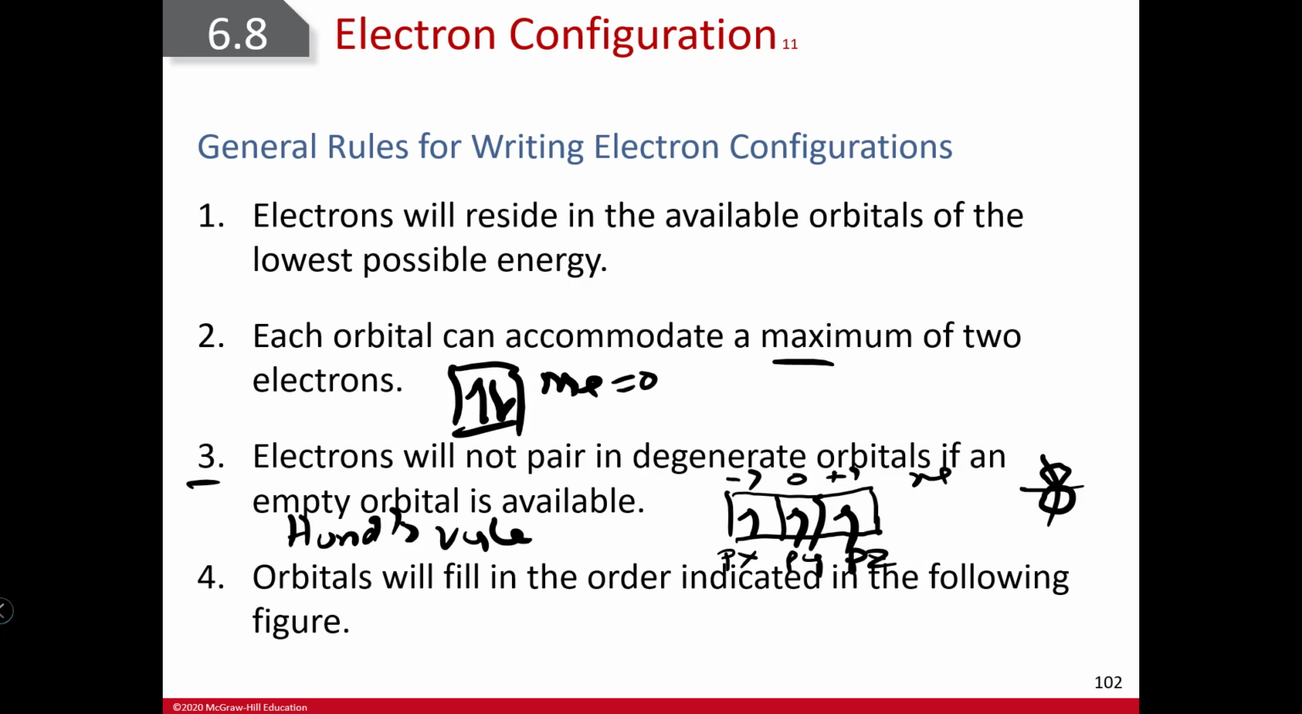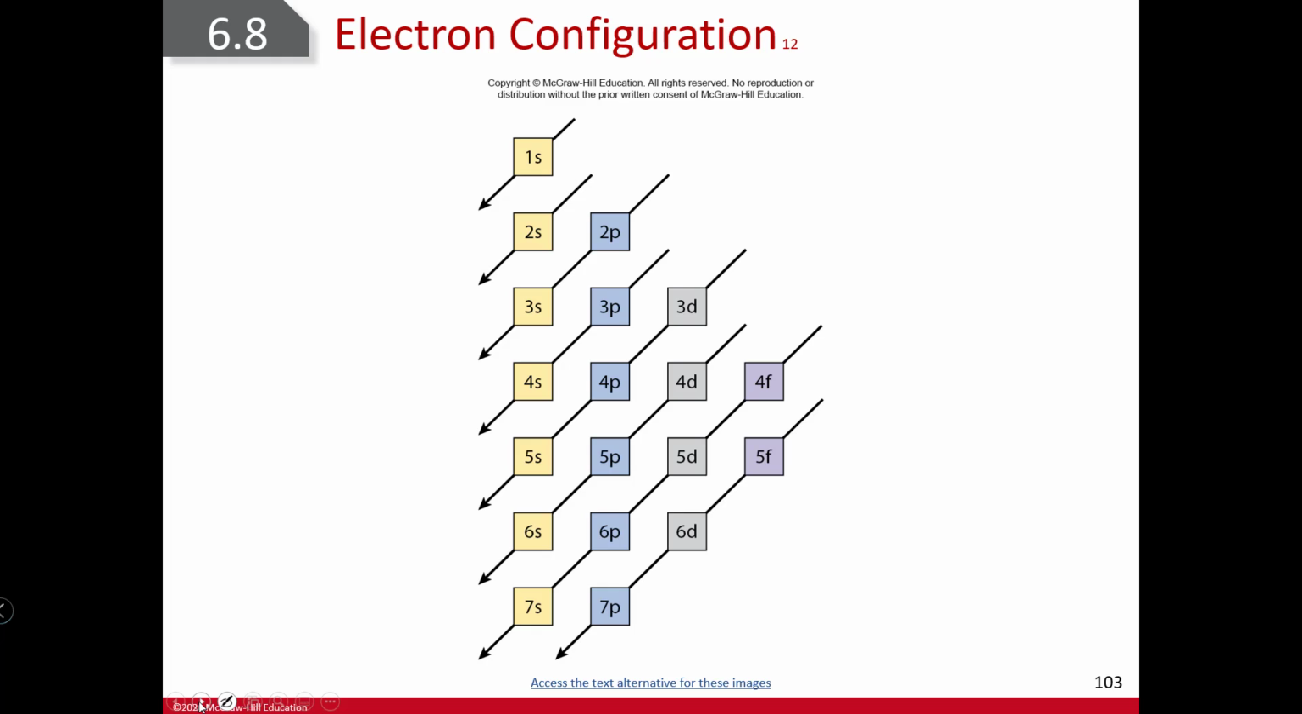And then orbitals will fill in the order indicated by the following figure. All right, so what do they mean here? I don't think you really need to focus on this. I think that you're always going to have a periodic table when you're taking the exam. And if you'll notice, the periodic table fills up the same way. But if you want to write this down as a mnemonic, you can.